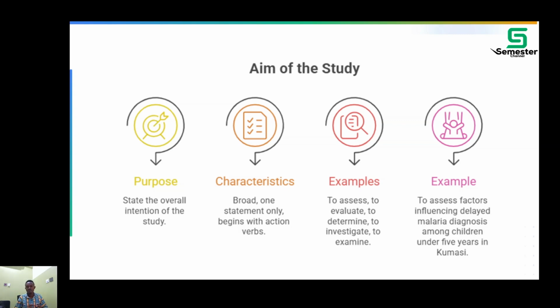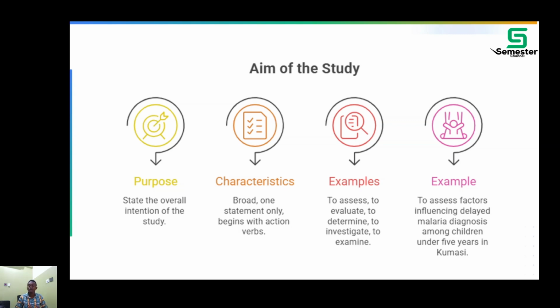So after you have told the reader what the problem actually is, then you go on and tell them, okay, because this is the problem, this is what I want to do, or this is what my study would want to do, right? So you have to state the overall intention of your study. It should be a broad statement, only one statement. It shouldn't be a paragraph. Two to three lines should be enough, maximum three lines, all right?